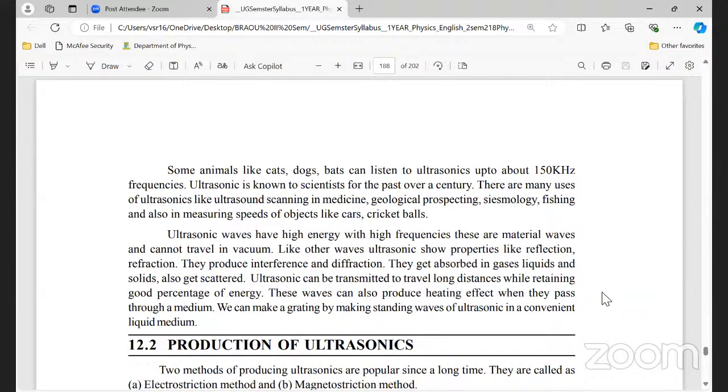Diffraction means, tell me, because you are in the fourth sem, you have to read out all this.